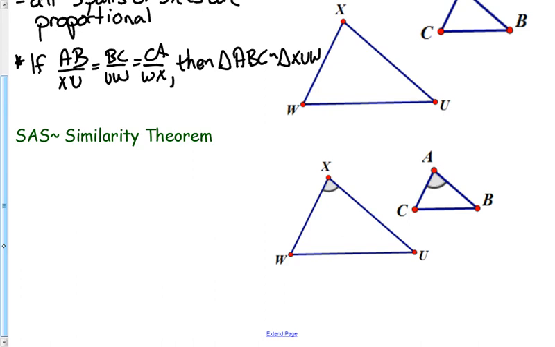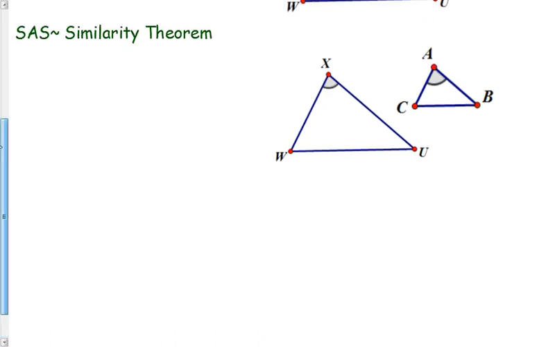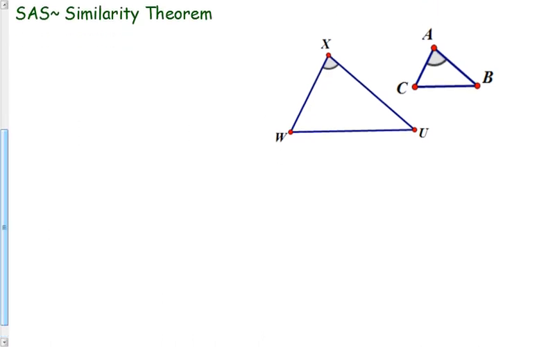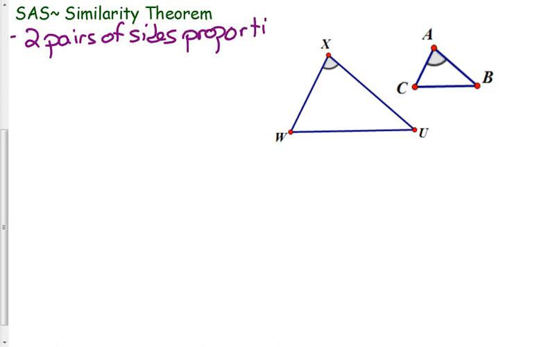The other one we look at is side, angle, side similarity theorem. So this is two pairs of sides proportional, and the included angle. It has to be the included angle, just like side, angle, side for proving triangles congruent, it has to be the included angle.